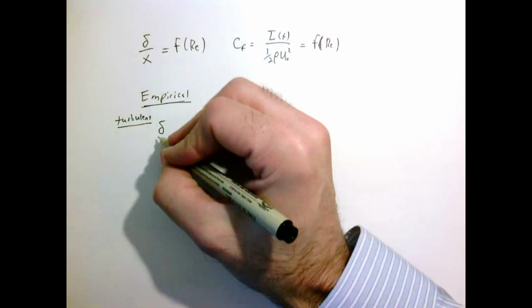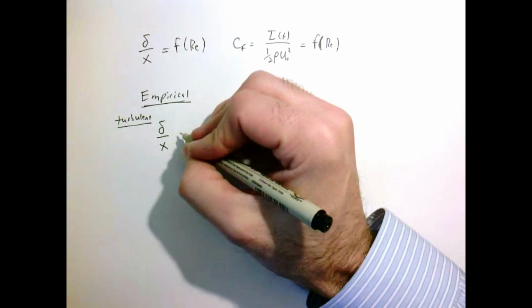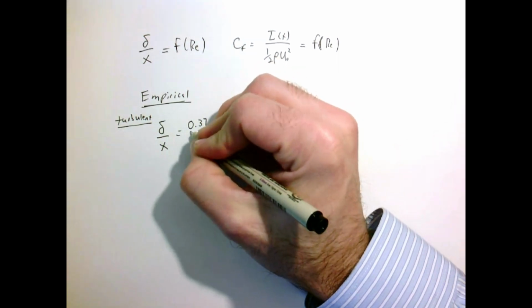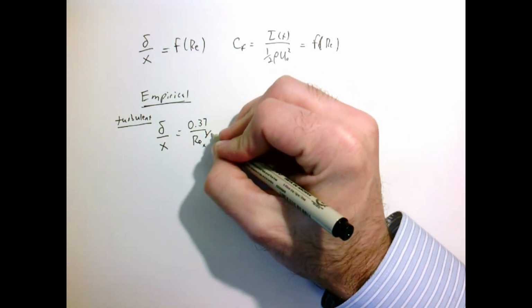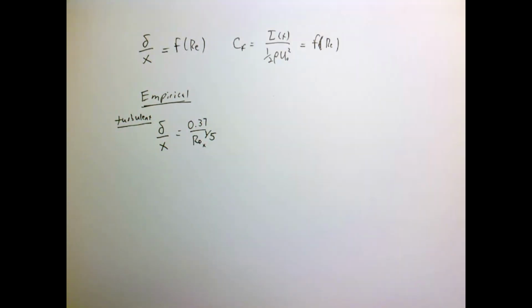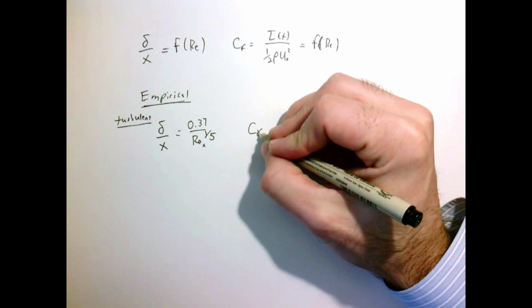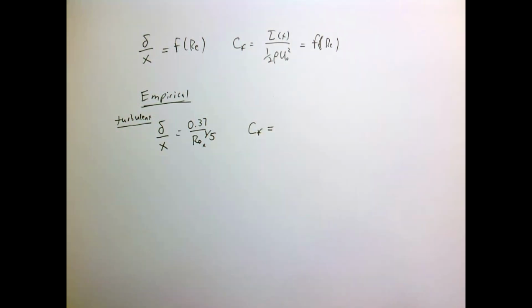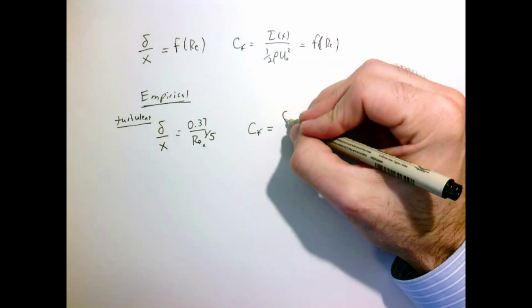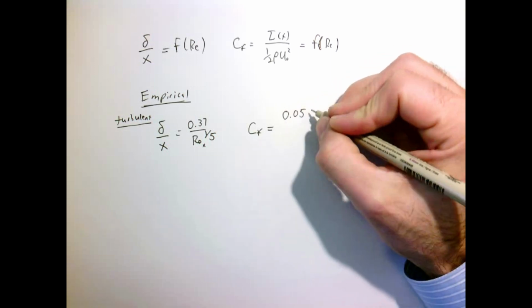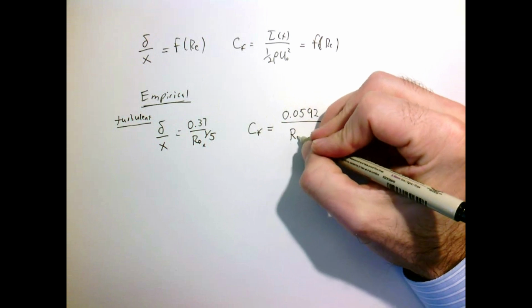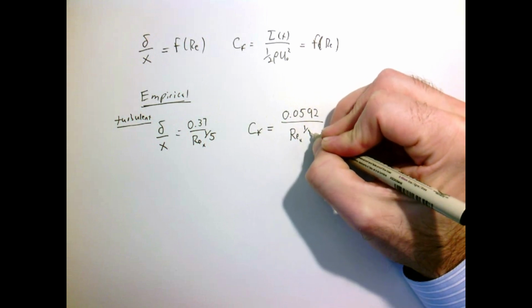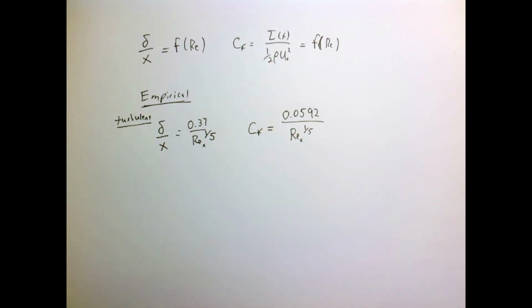But for turbulent flow, a common correlation would be that delta over x is equal to 0.37 over the Reynolds number based on x to the 1/5 power. And another empirical correlation would be that the coefficient of friction is 0.592 divided by the Reynolds number based on x to the 1/5 power. So these are just empirical fits to data.